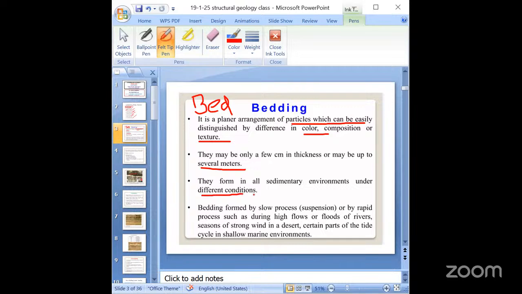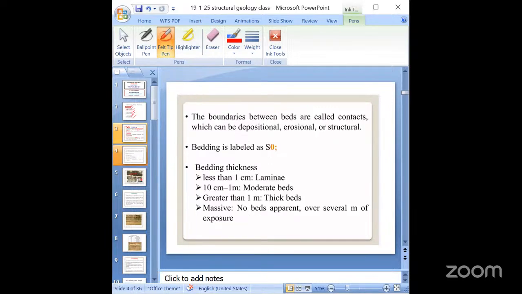They form in all sedimentary environments under different conditions. Bedding forms by a slow process called suspension settling, or by a rapid process such as during high flows or floods of rivers, seasons of strong wind in a desert, or certain parts of the tide cycle in shallow marine environments, right? The boundaries between beds are called contacts, which can be depositional, erosional, or structural.